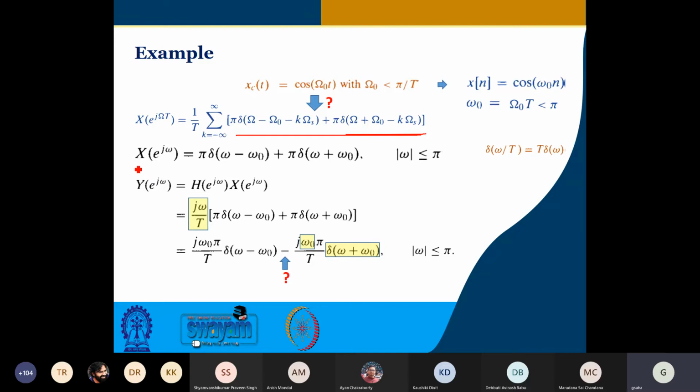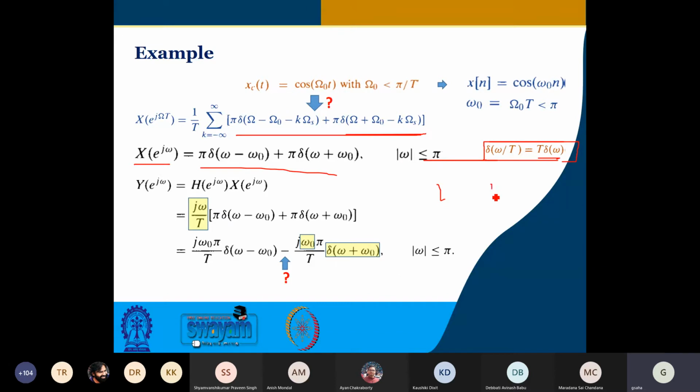And the corresponding X(e^jω), where δ(Ω) can be written as Tδ(ω), this relationship can be invoked, and you can write this as πδ(ω−ω₀) plus πδ(ω+ω₀), because capital omega is small omega by T. So there you can use this relationship, and this is the X(e^jω) you will get within mod ω less than or equal to π.